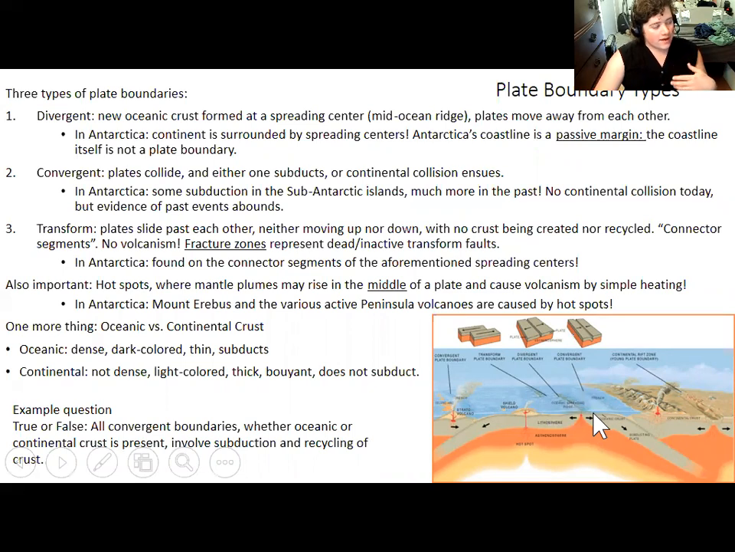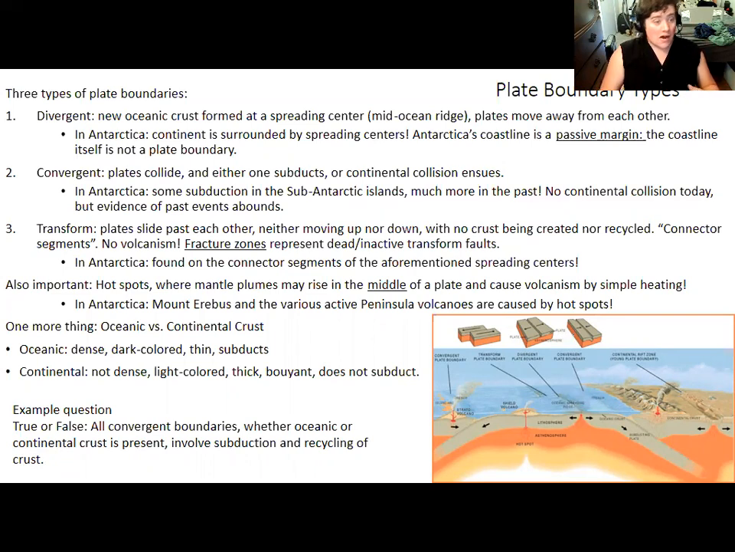I do have to be careful with that because the spreading centers technically only refer to the divergent segments, and a mid-ocean ridge contains various divergent segments that are staggered, kind of in a zigzag pattern, and the spreading center segments are connected by one of the other types of plate boundaries, the transform plate boundaries.